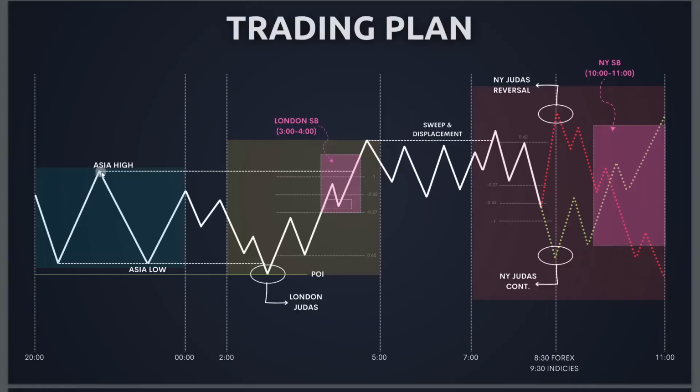We have the Asian high here. That's the highest point between 20 and midnight, and usually I extend it here. But in this case, because the high did not go above, this is still the highest point. The lowest point is this and this. We have relative equal lows. This is the Asian low. This is the Asian high.